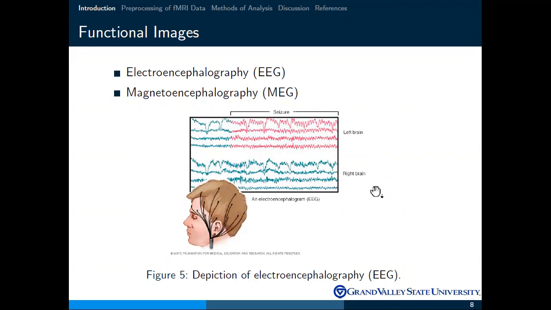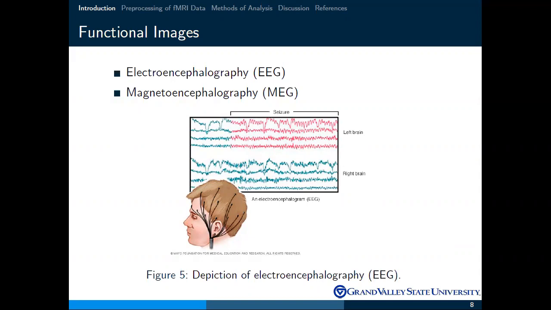So both of these are non-invasive techniques as well, although some limitations about them, especially EEG and MEG, is that they're mostly limited to the cortical surface of the brain, so very much the outer portion of the brain, but can't capture images in detail or as well for the inner part of the brain.